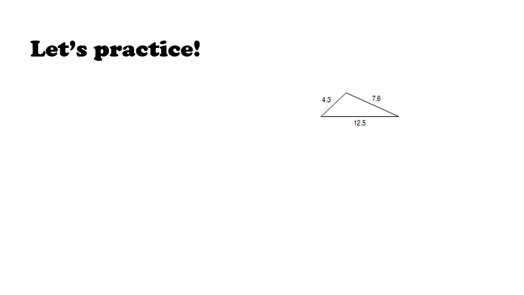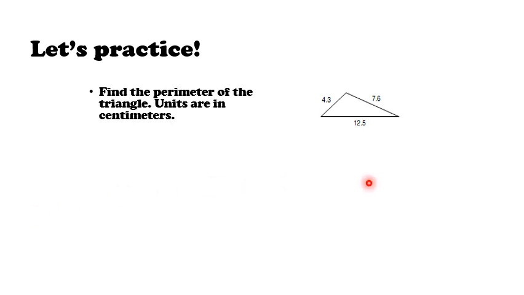In this example, I have a triangle and I want to find the perimeter of the triangle. Units are in centimeters, so all of these sides have their units in centimeters. At the beginning, we need to understand what the perimeter is. The perimeter is the distance around the figure.